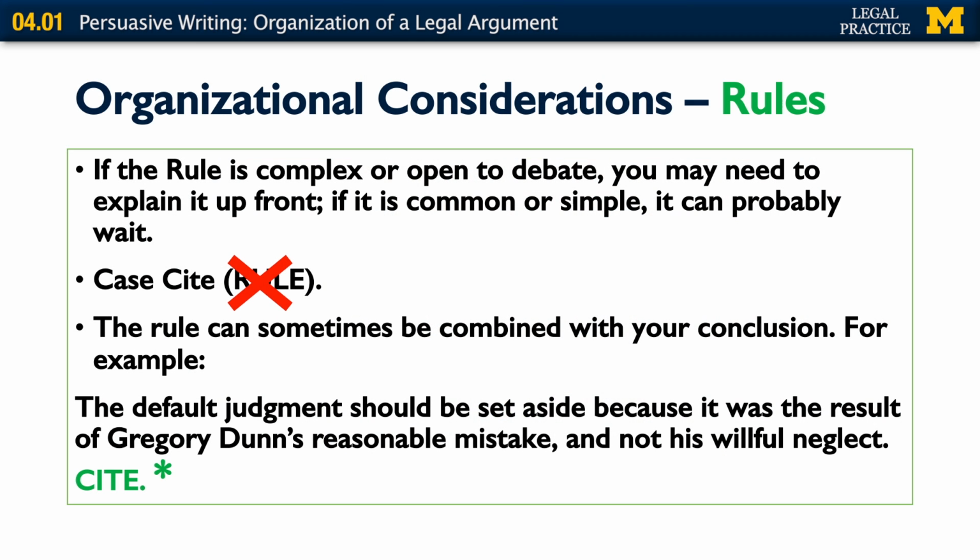The rule can sometimes be combined with your conclusion right up front. For example, this sentence: the default judgment should be set aside because it was a result of Dunn's reasonable mistake and not his willful neglect. The rule is in that last part of the sentence: reasonable mistake okay, willful neglect not okay. If you're going to go with this organization, and it's a great space saver to do this, you must provide a citation at the end of that sentence. The citation lets the reader know that this sentence is doing double duty, that this sentence is both a conclusion and contains the applicable rule.